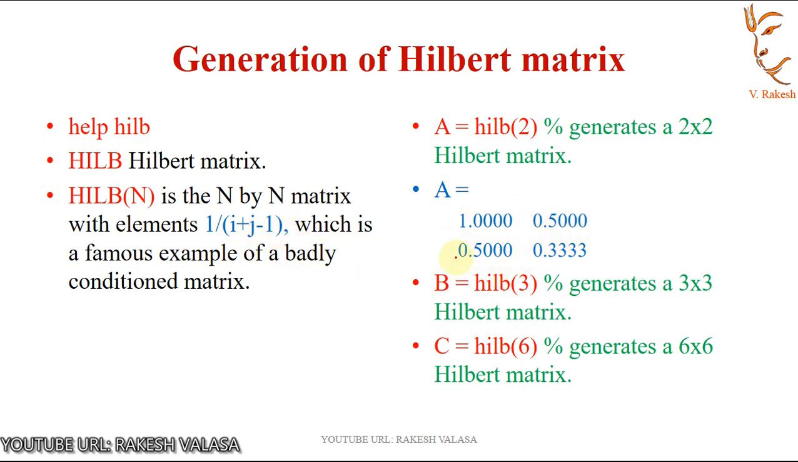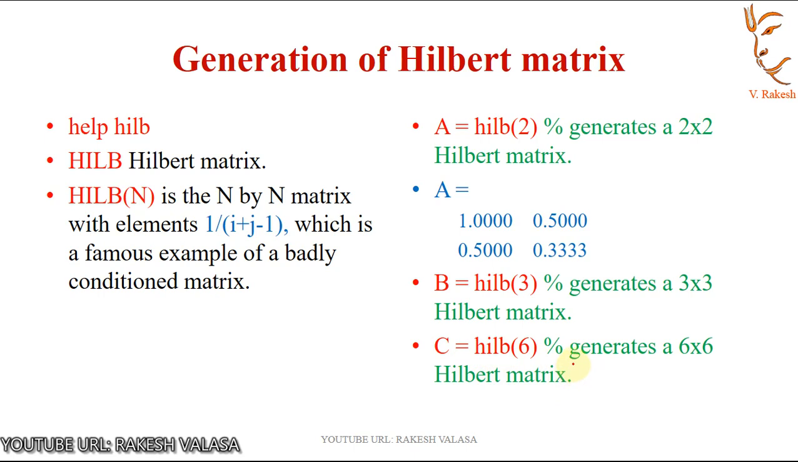Similarly, the second row and first column element is 1 by 2 plus 1 minus 1, that means 1 by 2, which gives 0.5. The second row and second column element is 1 by 2 plus 2 minus 1, that means 1 by 3, which equals 0.3333. B equal hilb of 3 generates a 3 by 3 Hilbert matrix. C equals hilb of 6 generates a 6 by 6 Hilbert matrix.